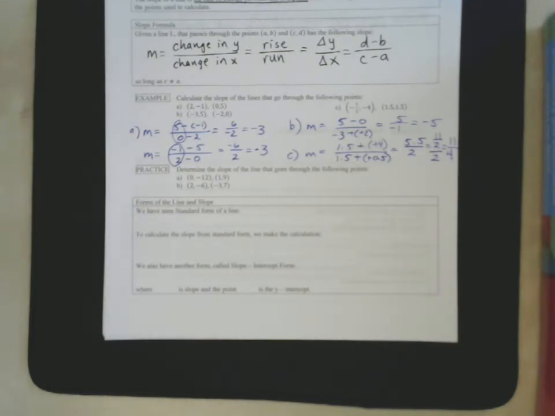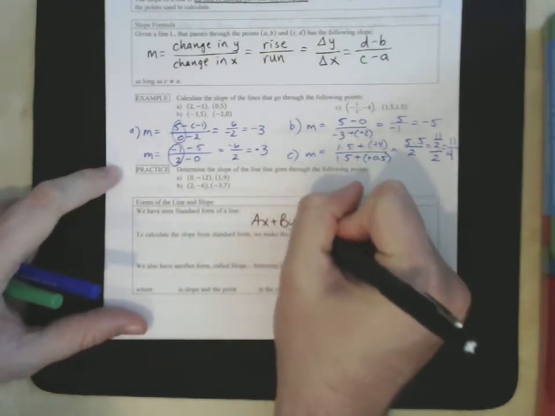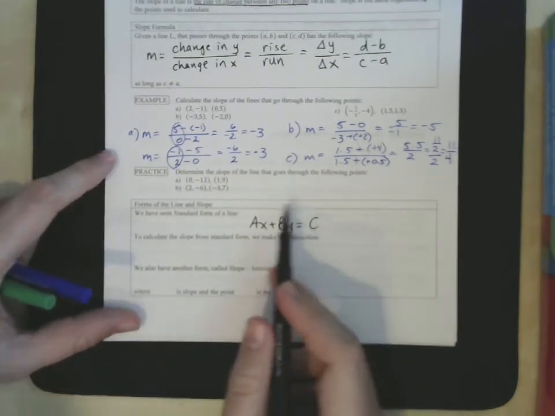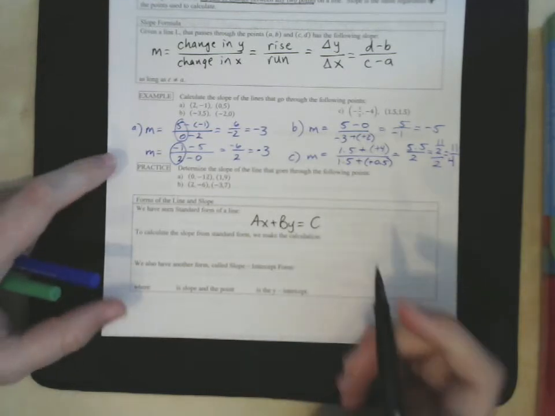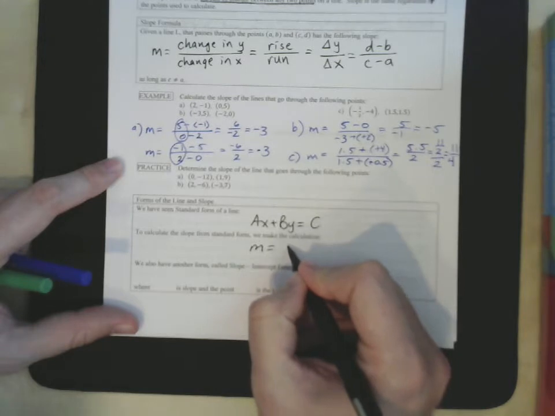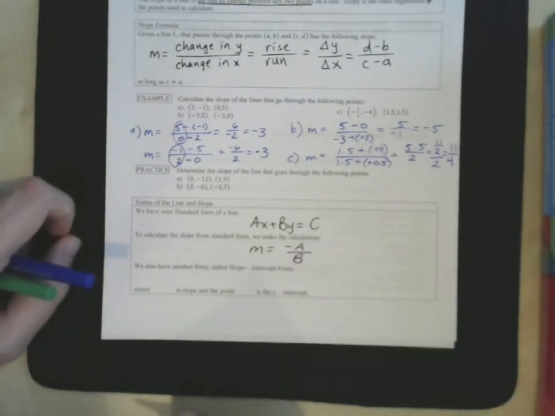So we've seen standard form, ax plus by equals c. To find slope from standard form, because we don't have to switch it, we don't have to do anything to it, we just know that our slope is -a over b. So that's how you find slope out of standard form.